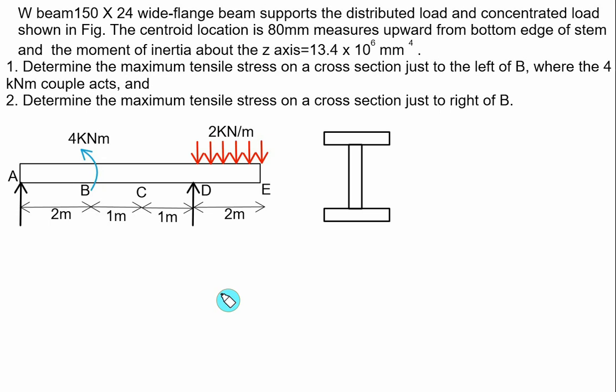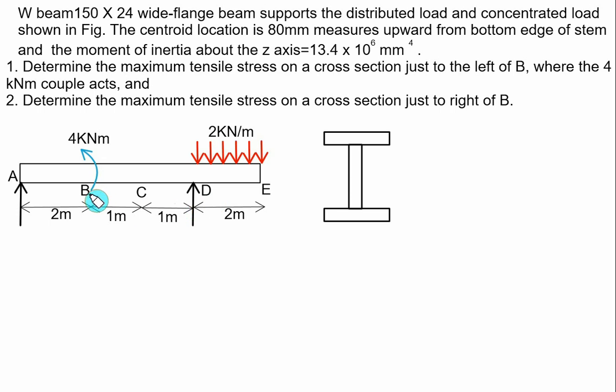We have given here the one I-section beam, which is also called a W beam. Dimensions are not given, but it says the centroid location is 80 mm measured upward from the bottom edge of the stem, and the moment of inertia Iz is given. We also have an overhang beam with a support at A and a support at D.